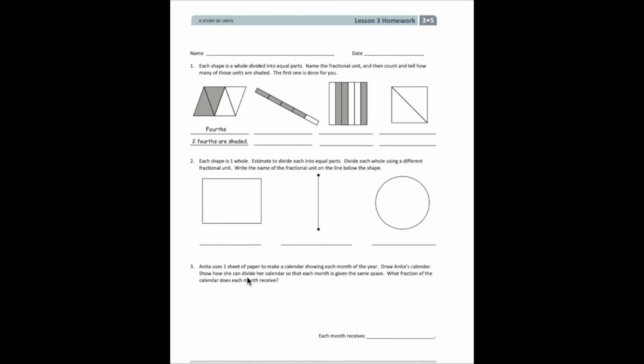So we need to divide her calendar so that each month is given the same space. So what I would suggest is drawing a long fraction strip. I would suggest breaking it up into however many months in a year there are. There are 12 months, so you're going to break this fractional strip up into 12, and then you're going to tell me what fraction of the calendar does each month receive. We're halfway to the answer. All I'm going to ask you to do is write 3 and then write the answer next.